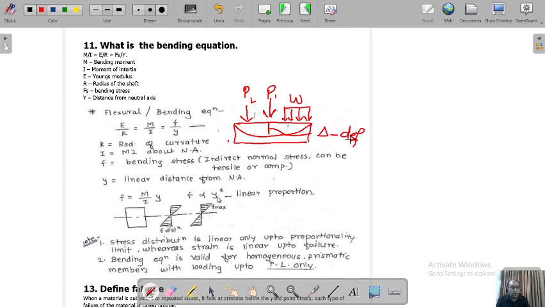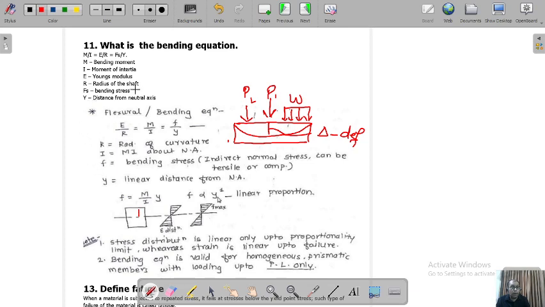To calculate those bending stresses, we basically use this equation. We use which equation? This equation: M upon I equals E upon R equals Fs upon Y. Remember, where Fs is the bending stress, and Y is the distance from the neutral axis, from this point to this point. This is the neutral axis.